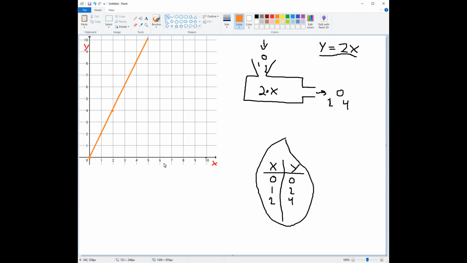So if I don't want to keep doing the math here, I can use my line. So for example, I can go, okay, what if x is 5? I just go to x is 5, I go up to where the line is, and then go over to the left. Oh, that means y is 10. So x is 5, y is 10. So I use my line to get my results. So this is pretty much how it works.